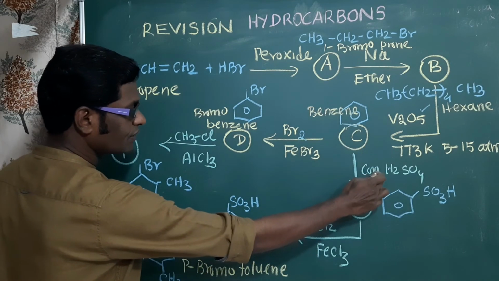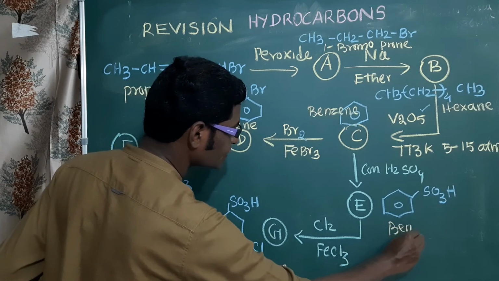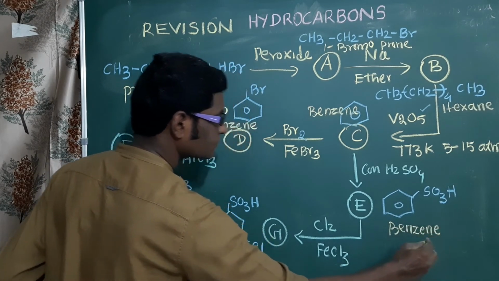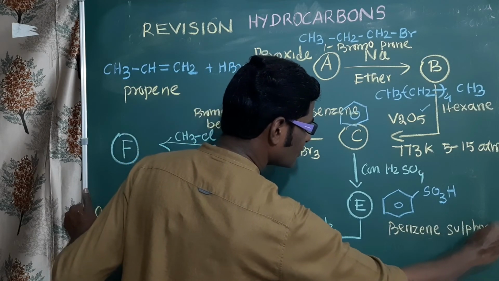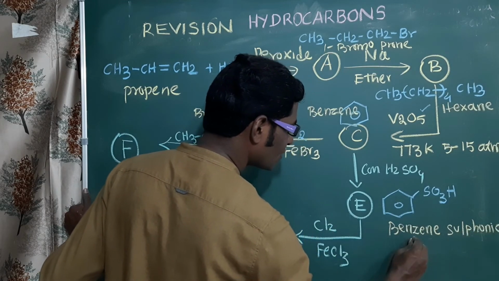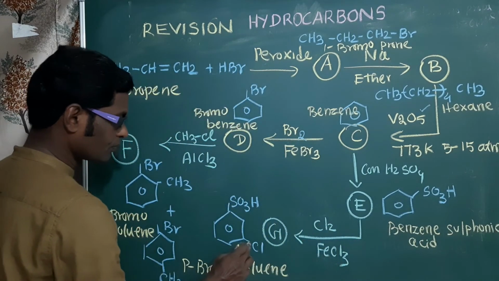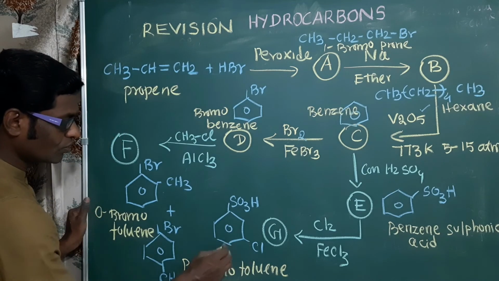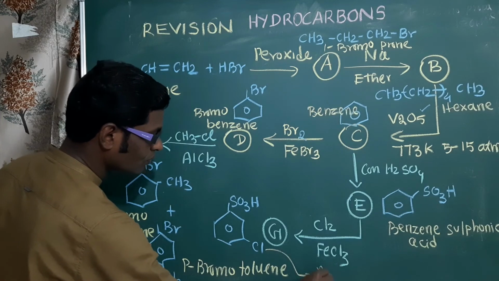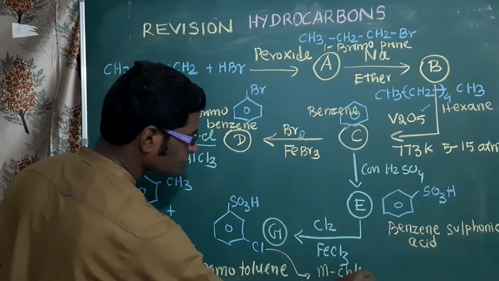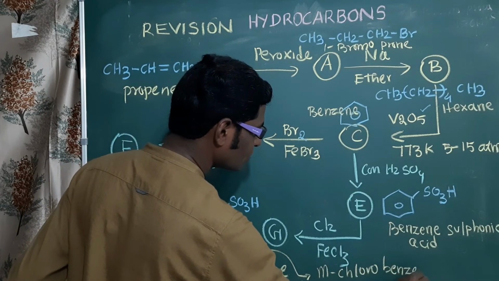Same benzene treated with concentrated sulfuric acid, we will get benzene sulfonic acid. This SO3H group, meta-directing group. So chlorination takes place in meta position. Name of the compound, 3-chlorobenzene sulfonic acid or meta-chlorobenzene sulfonic acid.